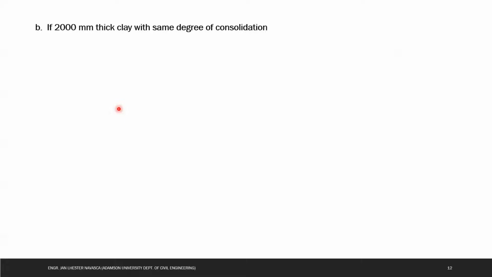Next, problem B: if a 2000 millimeter thick clay has the same degree of consolidation, the same 50%, just use the formula again. T_v at 50% degree of consolidation equals C_v times t_50 over H_DR squared. Now you are comparing the laboratory work to the actual site condition. You are considering 2 meters, or 2,000 millimeters, thick of clay with the same degree of consolidation. Since T_v simply depends on the degree of consolidation, and both are 50%, it is the same value of 0.197.